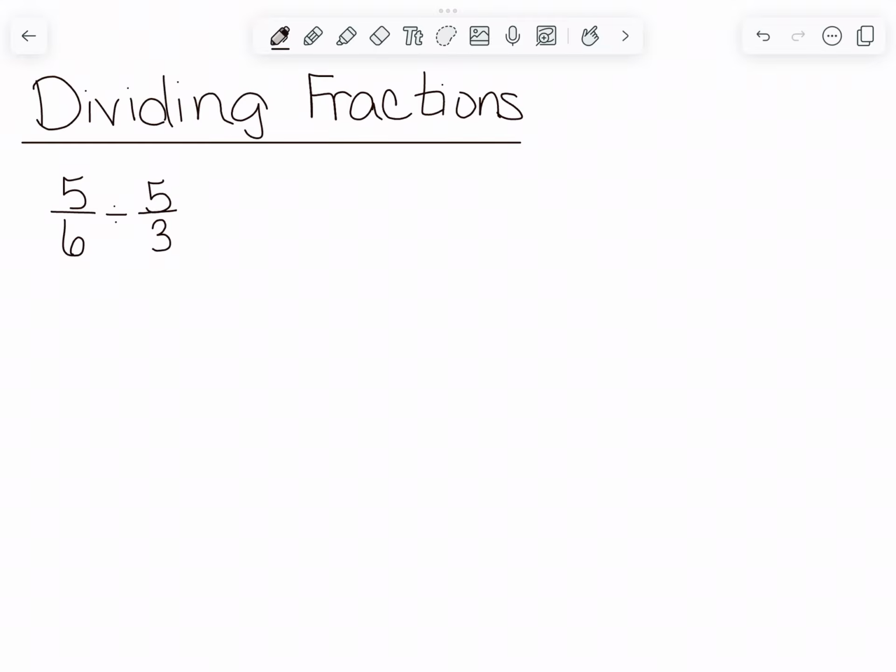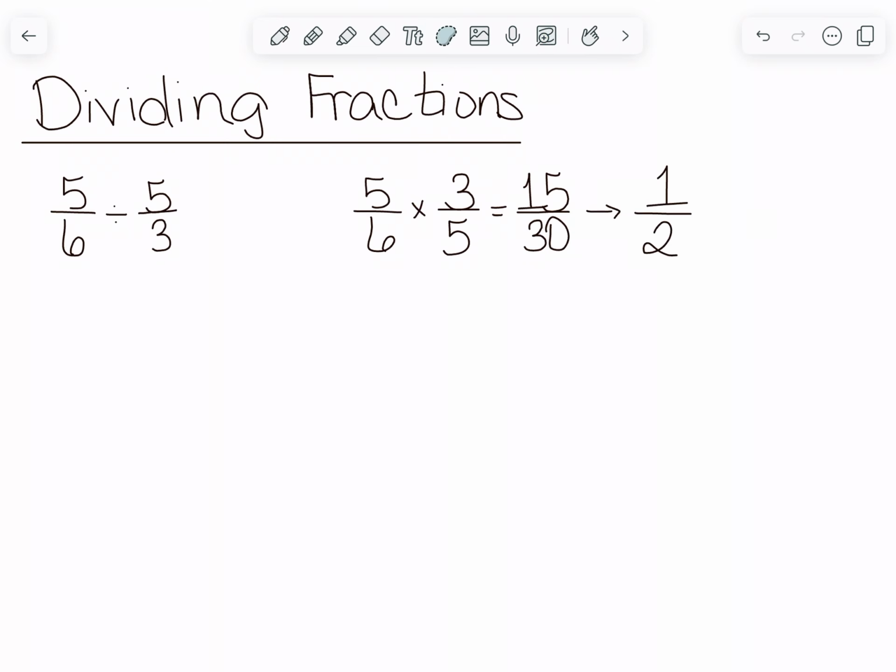Let's consider 5/6 divided by 5/3. We keep the first fraction, change division sign to a multiplication, and flip the second fraction. So this is the same thing as 5/6 times 3/5. Then we can multiply the top, multiply the bottom. 5 times 3 is 15, and 6 times 5 is 30. So now we have 15/30, which is the same thing as 1/2.